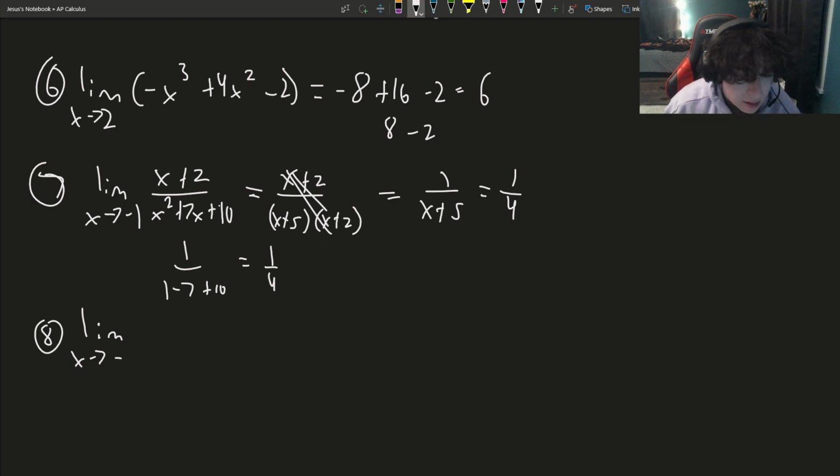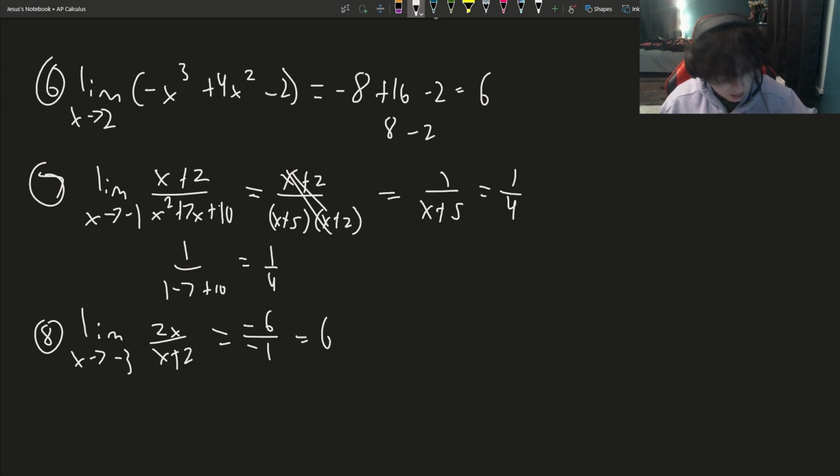Number 8 is the limit as x approaches -3 of 2x over x plus 2. This is one where you could just plug it in. -3, which is going to be -6 on top, and -1 on the bottom, which is just going to give you 6, if I'm not mistaken. Yeah. Let me just use this space over here.